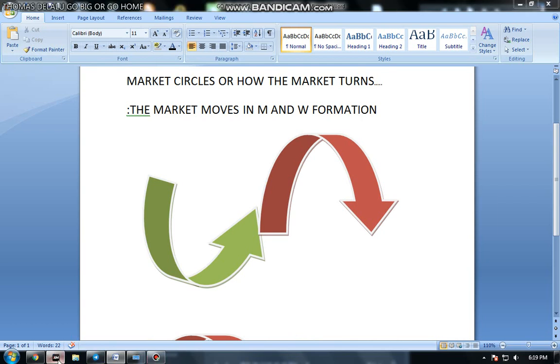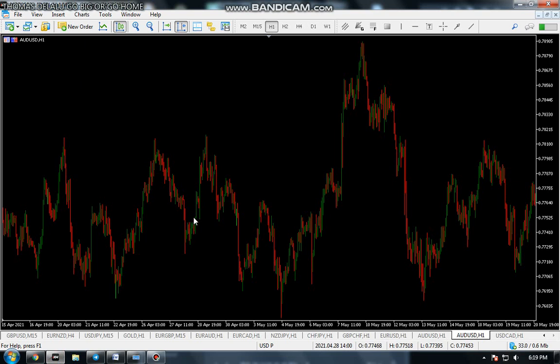So let's go to our MetaTrader where we see the market moving. This technique is going to show you a different approach to the market. A lot of people see the market moves randomly, or they see that they cannot make easy money with it. But with this simple technique, we are going to see how the market turns, or how we are going to milk the market without having much pressure.